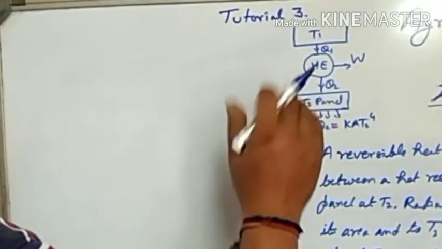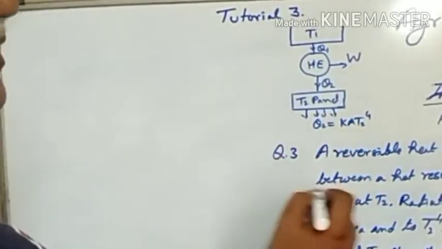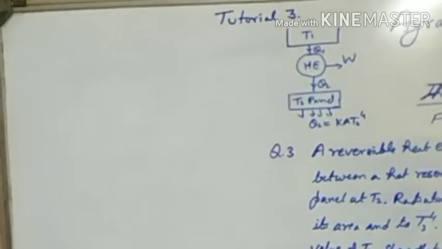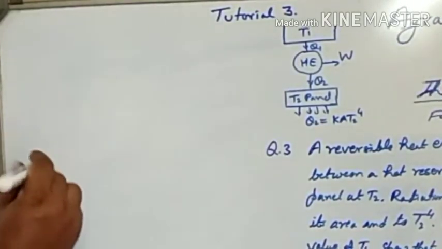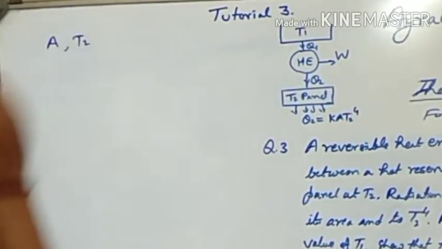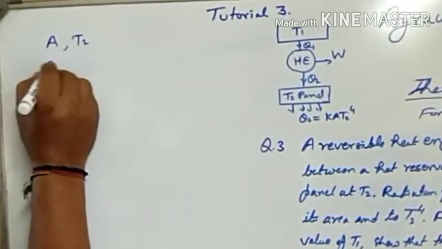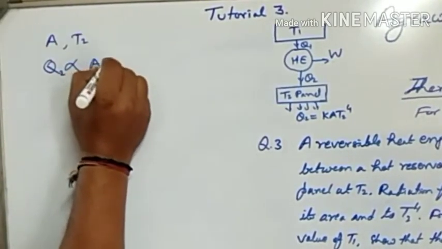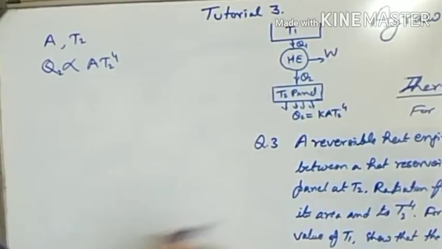And this panel is radiating heat to the surrounding atmosphere, as Q2 equals to Q A T to the power 4. So let us consider that the area of this panel is A and the temperature is given as T2. So the amount of heat radiated by this panel will be Q2, and it is proportional to the area and T2 to the power 4, as it is given.